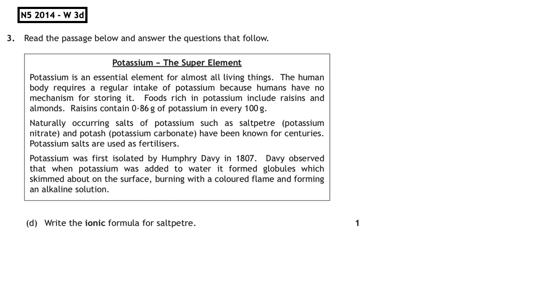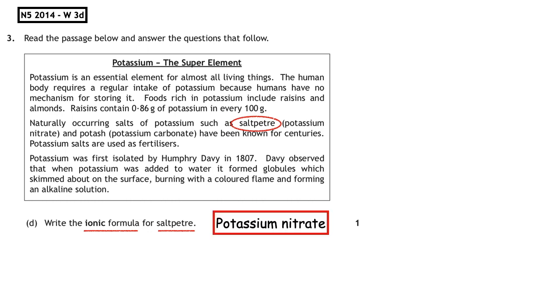This question's from the National 5 2014 past paper, written 3D. This is based on a close reading aspect, which means that you're going to have to be able to pick out information from the text and answer the questions which follow. This question specifically asks us to write the ionic formula for saltpeter. When we identify the word saltpeter in the text, we can see directly after that we have the name of the compound, which is potassium nitrate. So we want to work out the ionic formula for that compound.